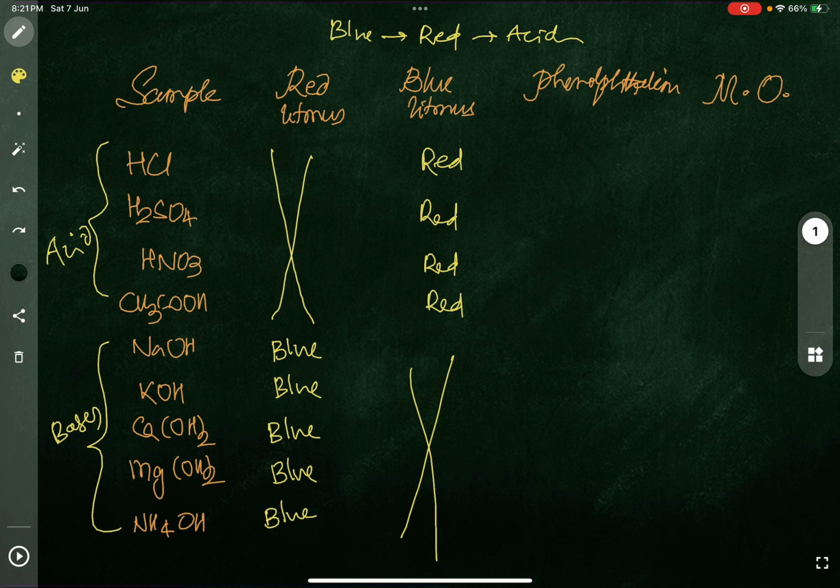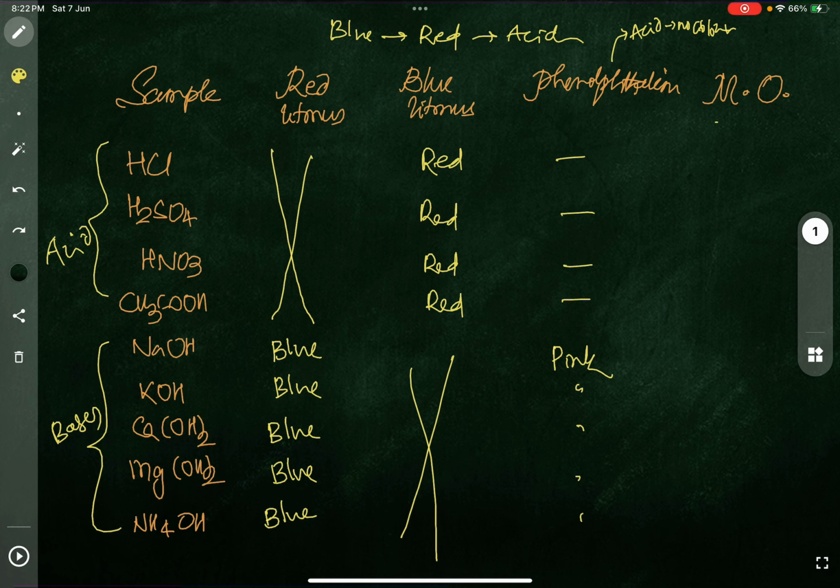Then phenolphthalein, as we were discussing: when you are taking acids, there is no color for phenolphthalein, so colorless, colorless, colorless, colorless. What about bases? Pink, all pink.